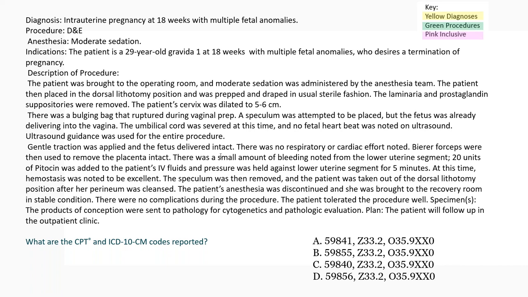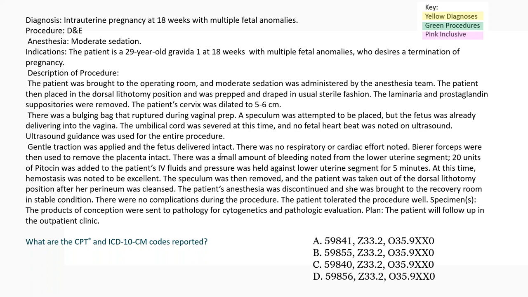The patient's cervix was dilated to 5 to 6 centimeters. There was a bulging bag that ruptured during vaginal prep. A speculum was attempted to be placed, but the fetus was already delivering into the vagina. The umbilical cord was severed at this time, and no fetal heartbeat was noted on ultrasound. Ultrasound guidance was used for the entire procedure. Gentle traction was applied, and the fetus delivered intact. There was no respiratory or cardiac effort noted. Briar forceps were then used to remove the placenta intact.